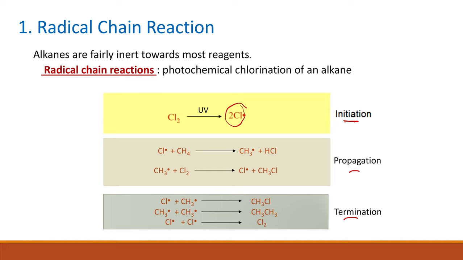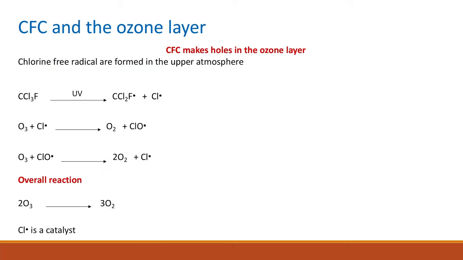Initiation, when the chlorine free radicals are formed, and propagation, when the free radicals formed start to attack your alkane to make more free radicals. So every time a new free radical is formed, and then termination at the end, when the free radicals that have been formed react together to give you the final products. This reaction is very dirty. You're going to end up with so many different products, so it's not a favorable reaction.